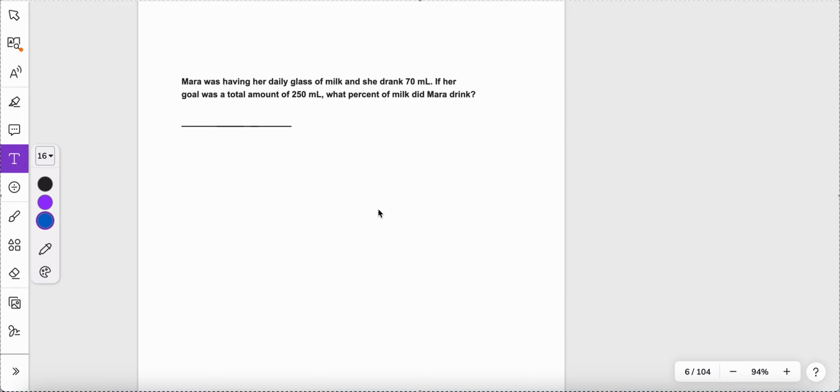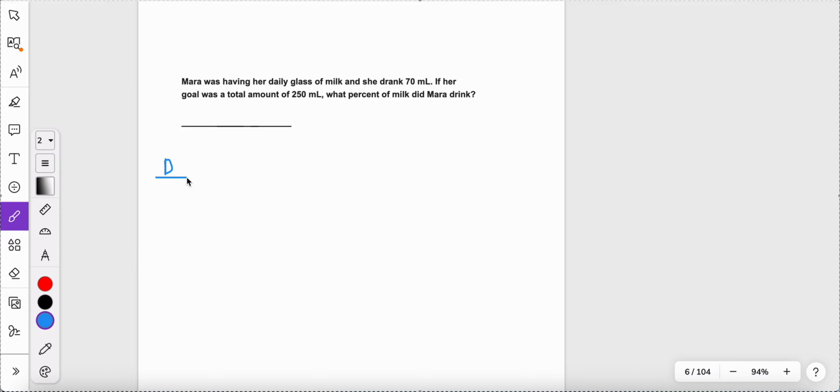Mara was having her daily glass of milk and she drank 70 milliliters. If her goal was a total amount of 250 milliliters, what percent of milk did Mara drink? So we want to find the amount of milk she drank. I'm going to do drank over the total. So then we are going to do D over T.